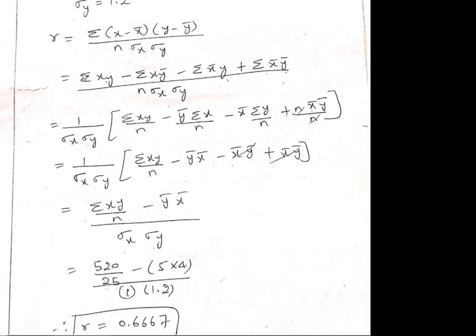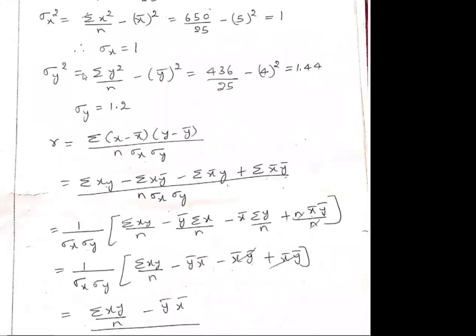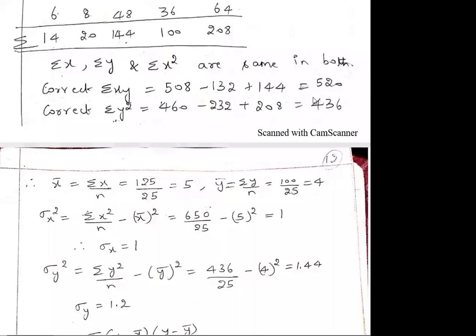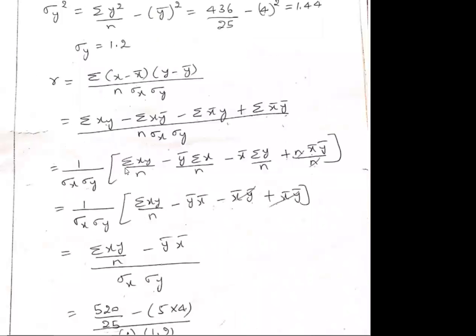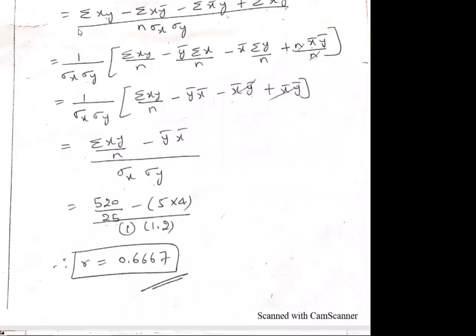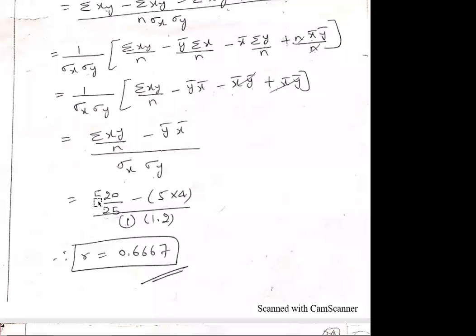Now, if you observe all these terms in our solution, summation xy is already found above. Summation xy here is 520. Just come and replace it back here. So summation xy is 520 divided by n, the number of observations, which is 25, minus x bar y bar, which we also found, 5 and 4. So 5 into 4, divided by sigma x, which we have found as 1, and sigma y, which is 1.2. Just calculate this from your calci and the answer is 0.6667.